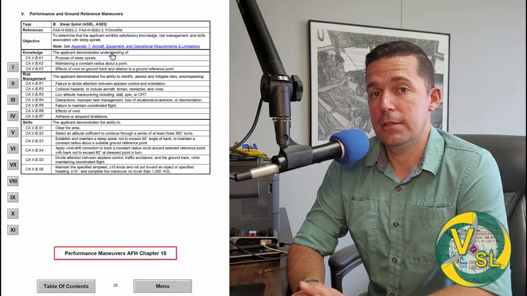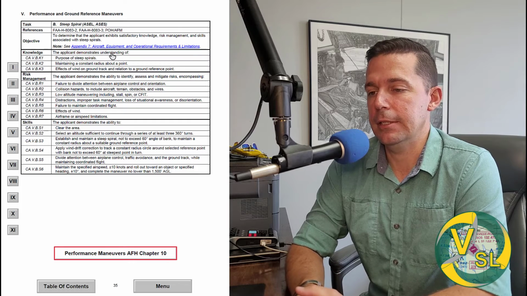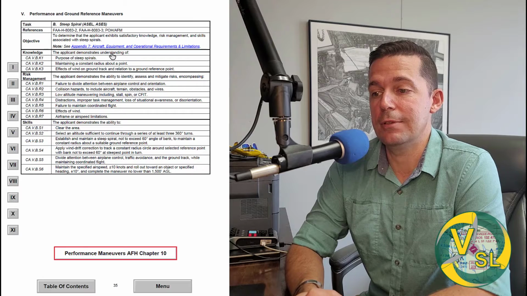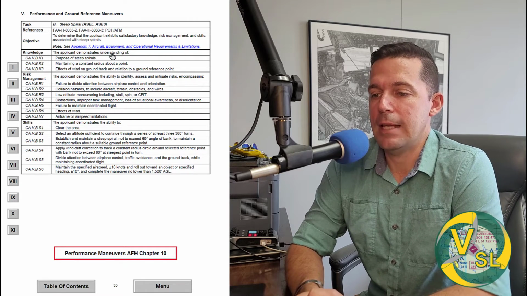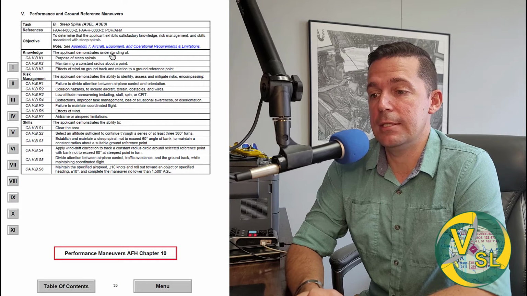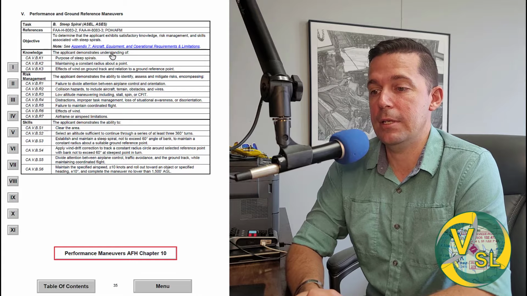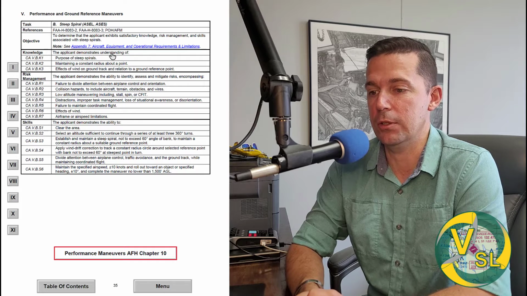We have 6 skills to demonstrate for this. Skill 1, clear the area. Sounds familiar, right? Skill 2, select an altitude sufficient to continue through a series of at least 3 360-degree turns. Skill 3, establish and maintain a steep spiral not to exceed 60 degrees angle of bank to maintain a constant radius about a suitable ground reference point. Skill 4, apply wind drift correction to track a constant radius circle around the selected reference point with bank not to exceed 60 degrees at the steepest point in the turn.